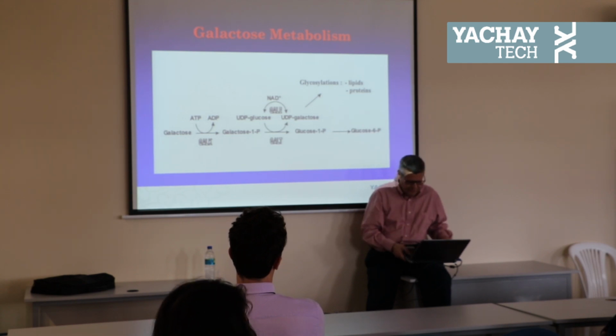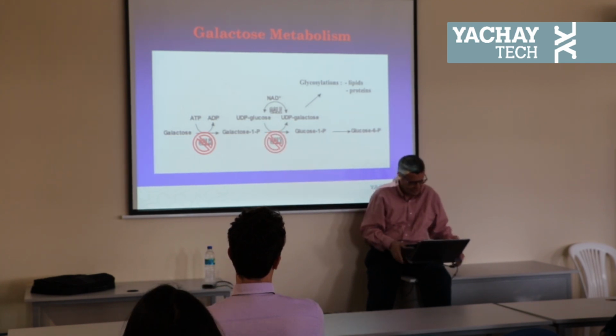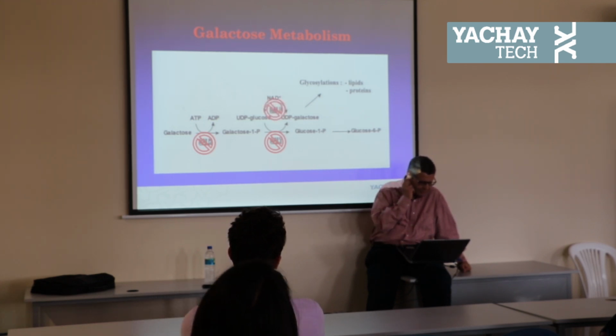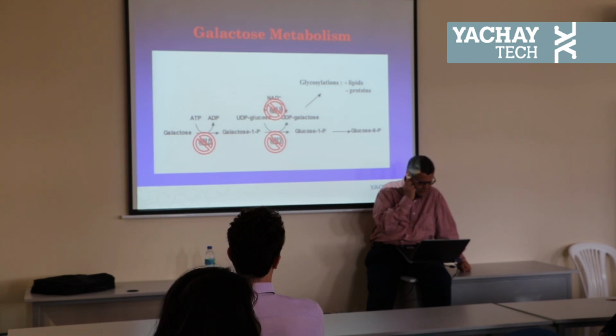Now there are three different forms of galactosemia. The first one is the blockage of the first step, galactokinase. The second is the transferase step, which is the most common form of galactosemia. And the third is epimerase deficiency galactosemia.